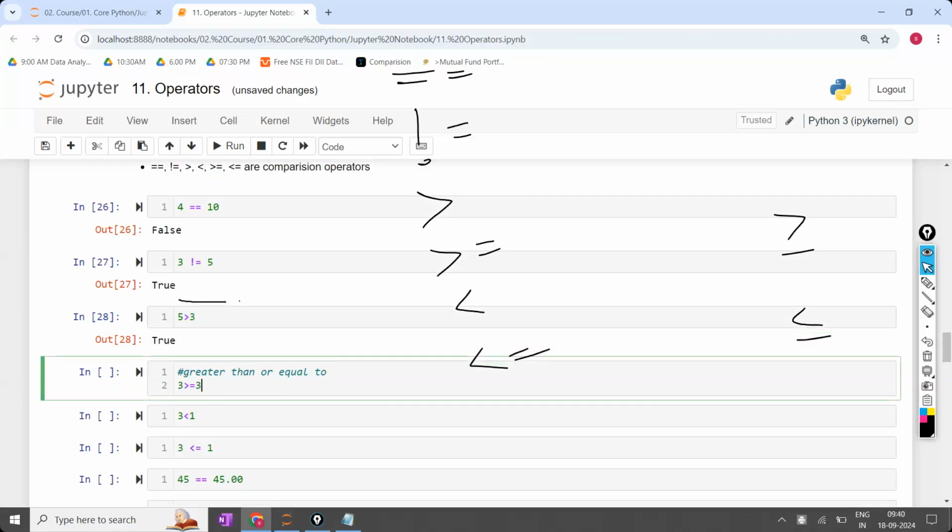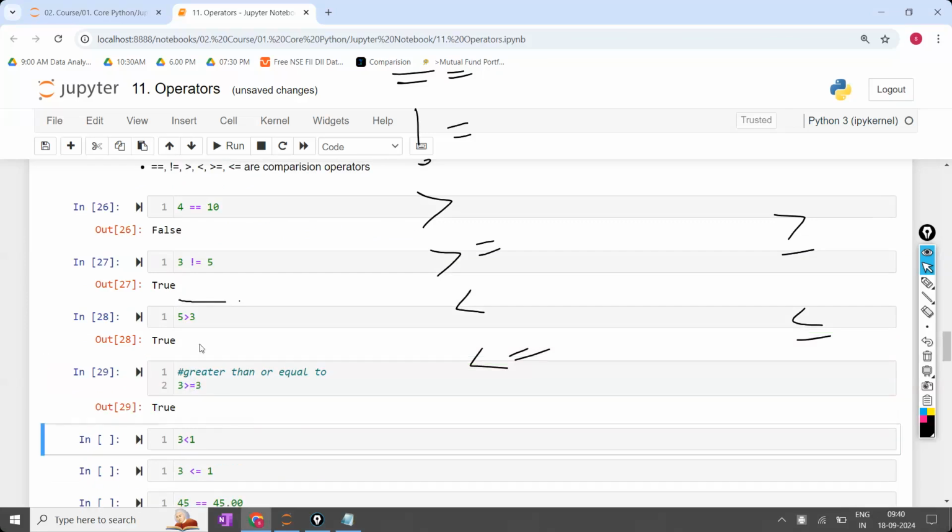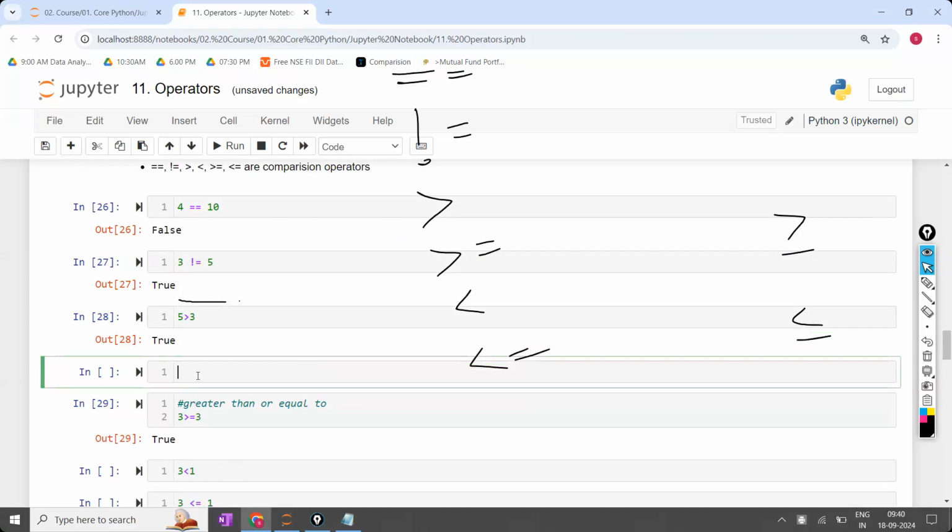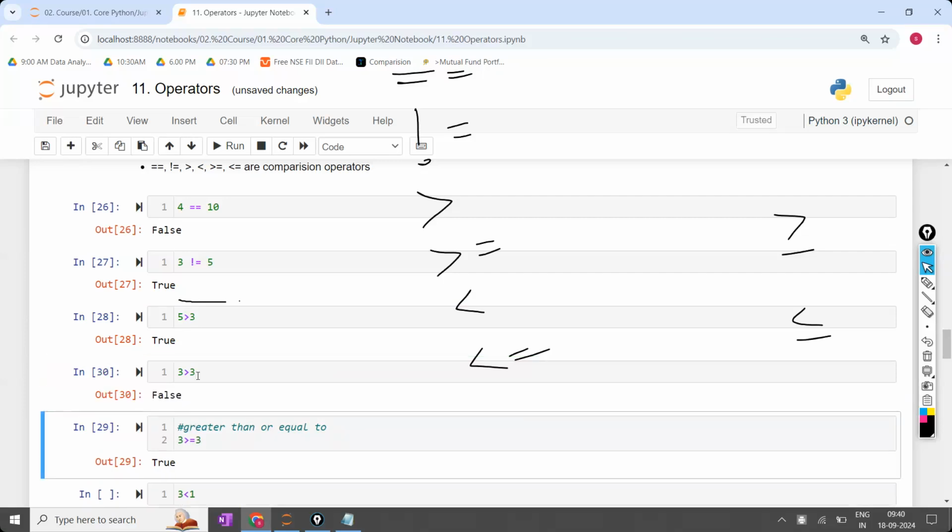3 is greater than or equal to 3. Either it should be greater or equal to, any one. Greater than means first it is comparing greater. No, 3 is not greater than 3. But 3 is equal to 3. So if you ask 3 is equal to 3, yes. For example, without equal to, only the greater symbol, 3 is greater than 3? True or false? It is false. 3 is not greater than 3. But 3 is greater than or equal to 3, and equal to 3 is there, so that is the reason it is giving true.